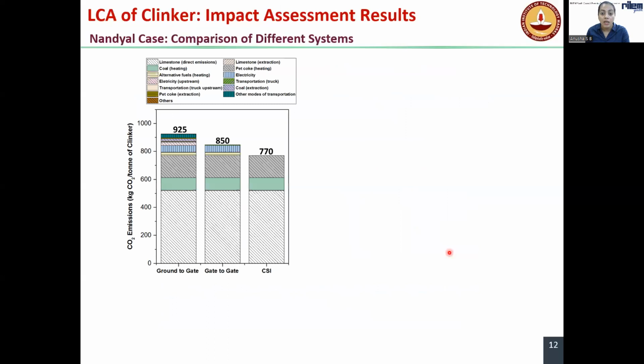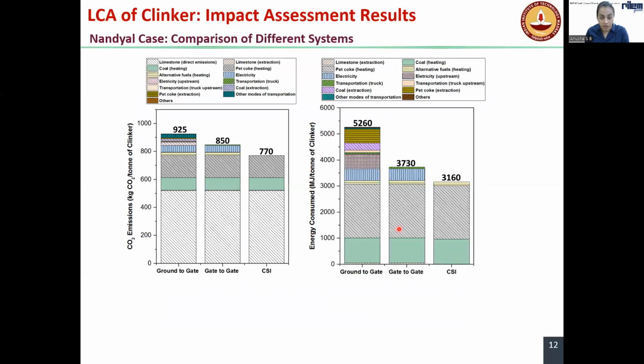The next step was interpretation. Once I calculate the impacts, I compare them across different system boundaries or different cements in order to understand which process is responsible for the majority of the impacts. Here I have given the results per ton of clinker for both CO2 and energy consumed. We see that with the change in system boundary, the impacts are also changing.